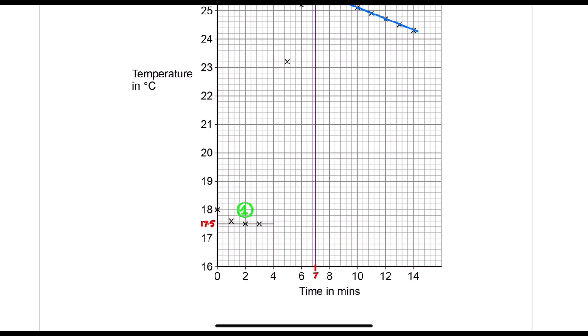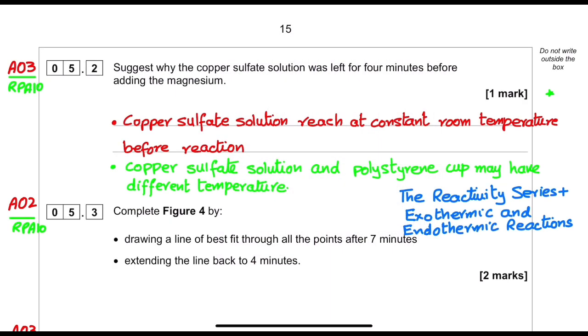Or the student can write the other option, the copper sulfate solution and polystyrene cup may have different temperatures before the reaction and it can affect the investigation. Therefore, copper sulfate solution and polystyrene cup are left for 4 minutes so they can reach a constant temperature. Let's see the model answer. Copper sulfate solution reaches the constant room temperature before the reaction. Or the student can write the other option, copper sulfate solution and polystyrene cup may have different temperature, so they must be at the same temperature before the investigation.